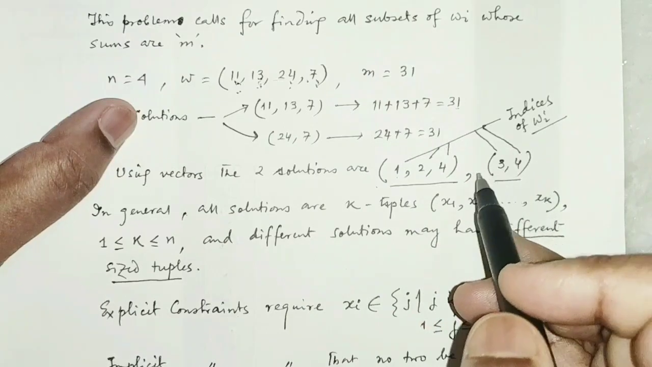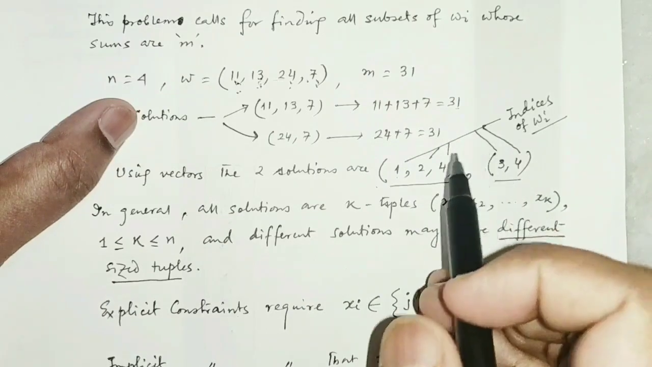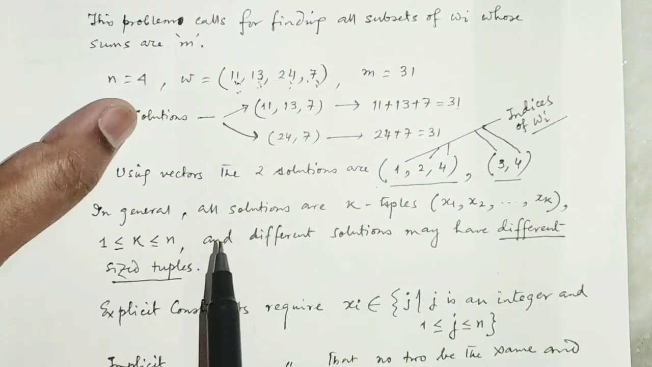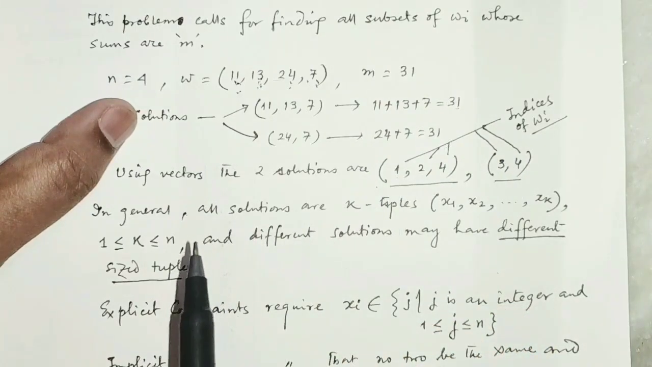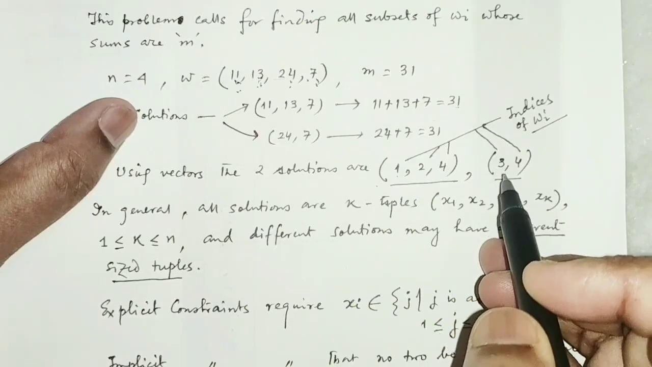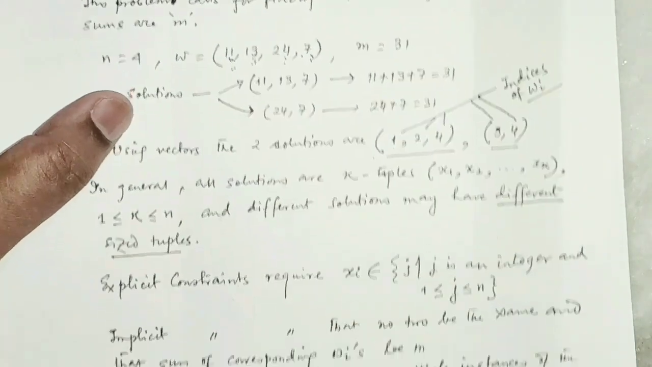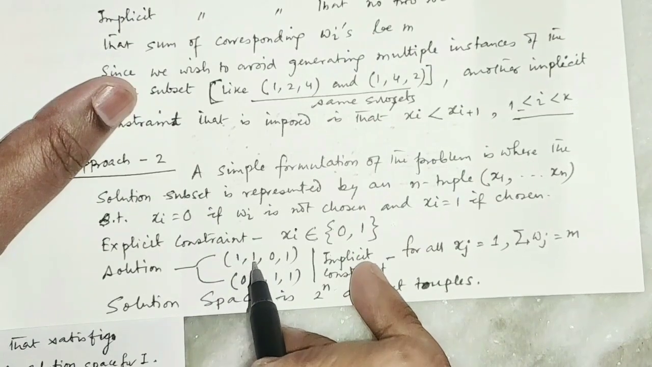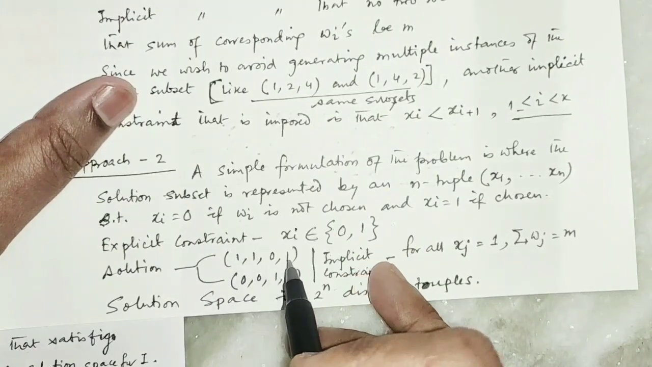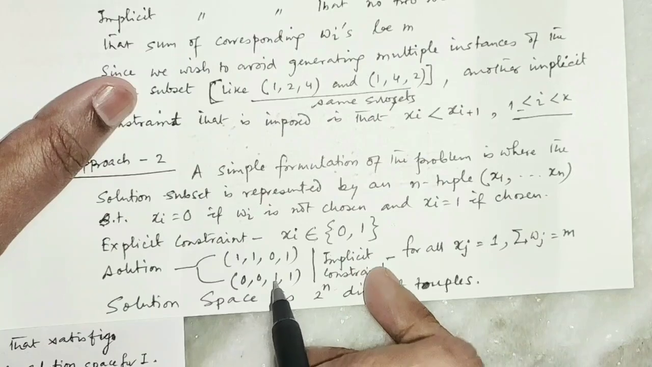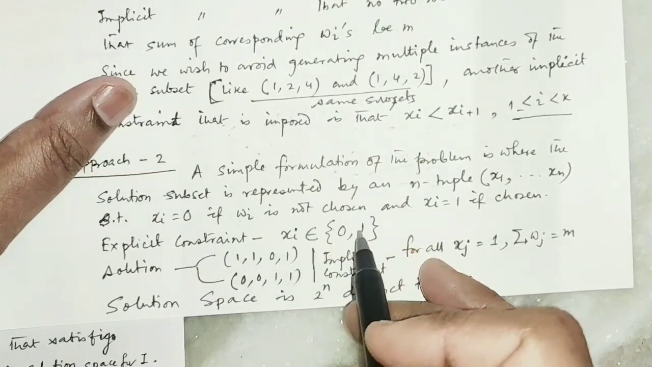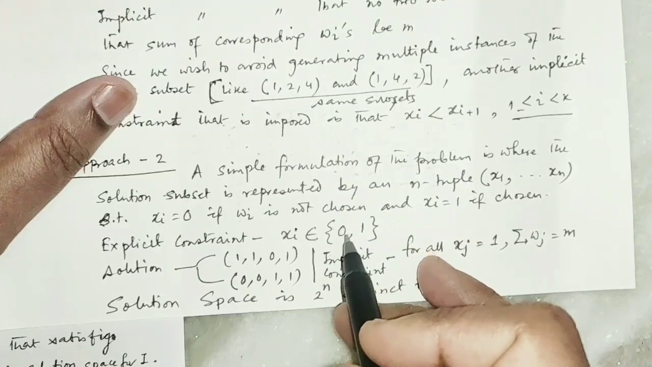And in this combination, you have not taken the first and second item, so the fields will be 0, 0, 1, 1. 0 for not considering the first item, 0 for not considering the second item, 1 and 1 for considering the third and fourth item. So the solution is 1, 1, 0, 1: first item taken, second item taken, third item ignored, fourth item taken. And 0, 0, 1, 1: first two items ignored, third and fourth item taken. So explicit constraints give you the combination, that means either 0 or 1.